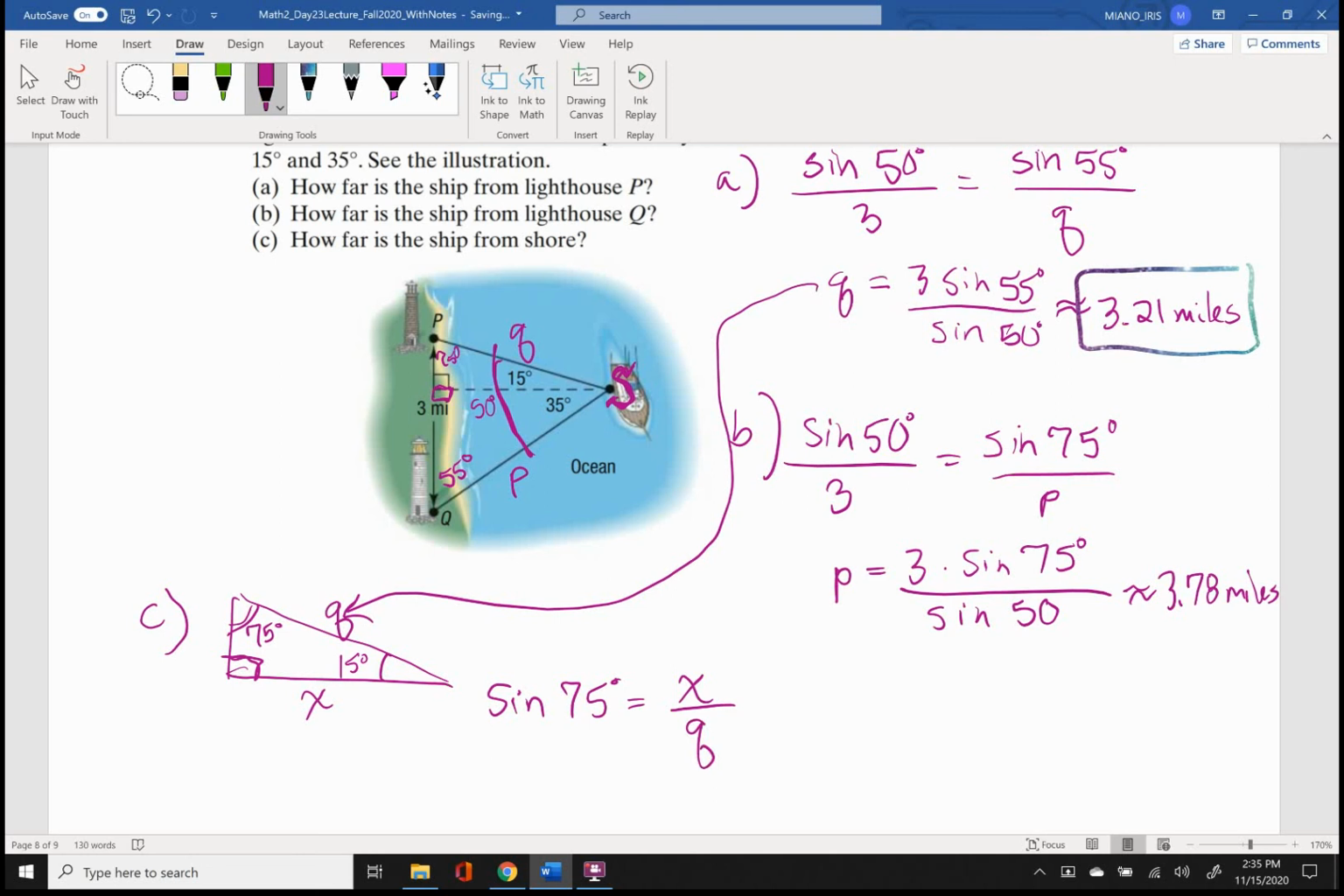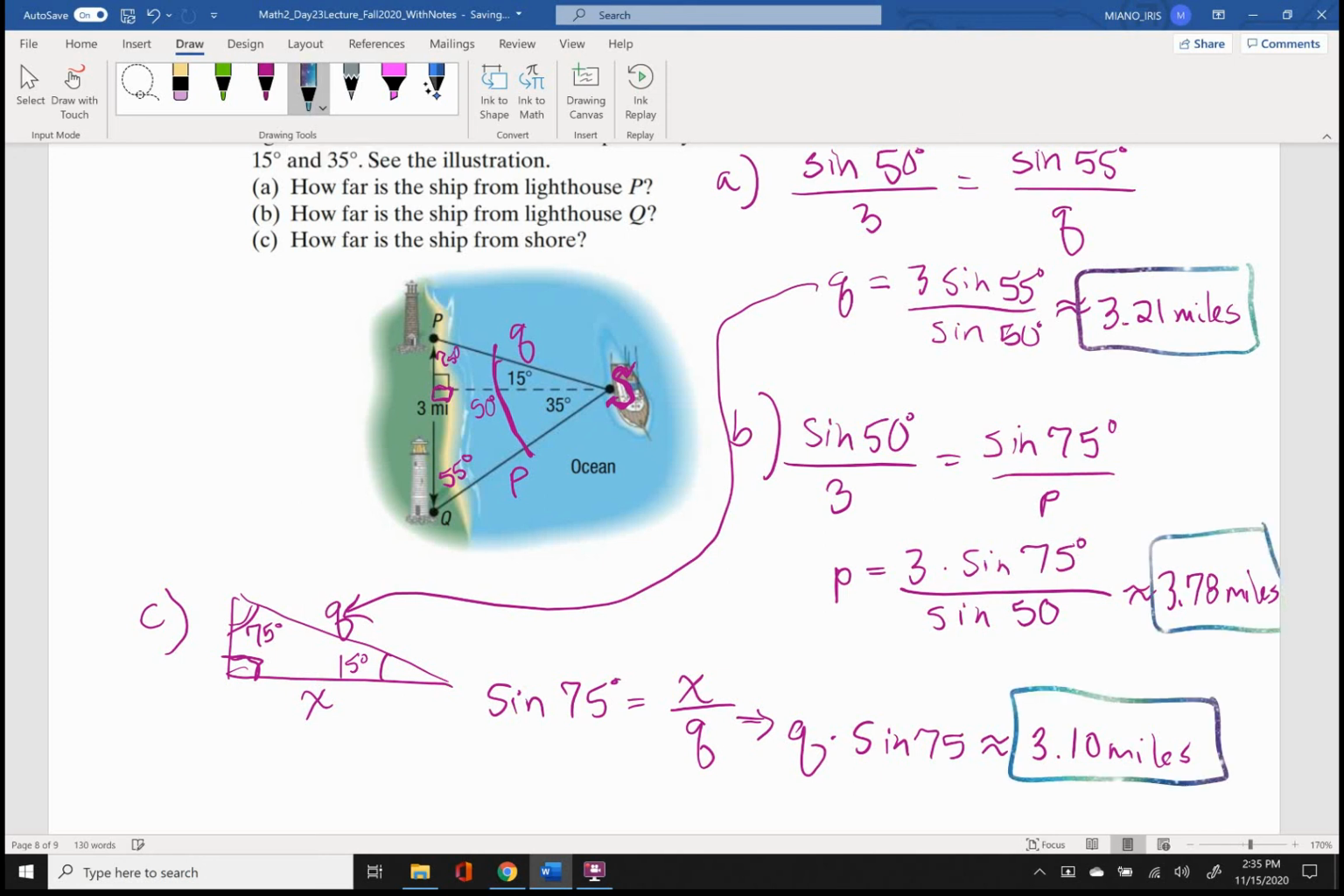So if we just take q, it's rounded to 3.21, but use more information, times the sine of 75 degrees, and then round that to the nearest hundredth, we'll get 3.10 miles, because the actual decimal expansion from the calculator is 3.0986718, blah, blah, blah. So round that to the nearest hundredth. Even though the hundredths place is a 0, it's appropriate to have it presented as part of your final answer, okay? And that's a wrap on law of sines.